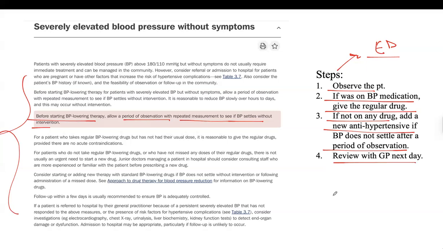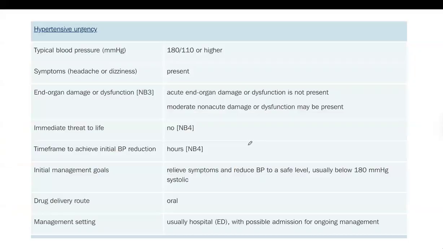If it is in the GP setting, then you already know the patient. You will know whether the patient was on a medication or not. In a GP setting, you can still put the patient under observation in a treatment room for a few hours and see how they go. And if it is still elevated, then you can start the medication and bring the patient back next day to see how he is doing. Okay, so this is the management for severely elevated BP without any symptom.